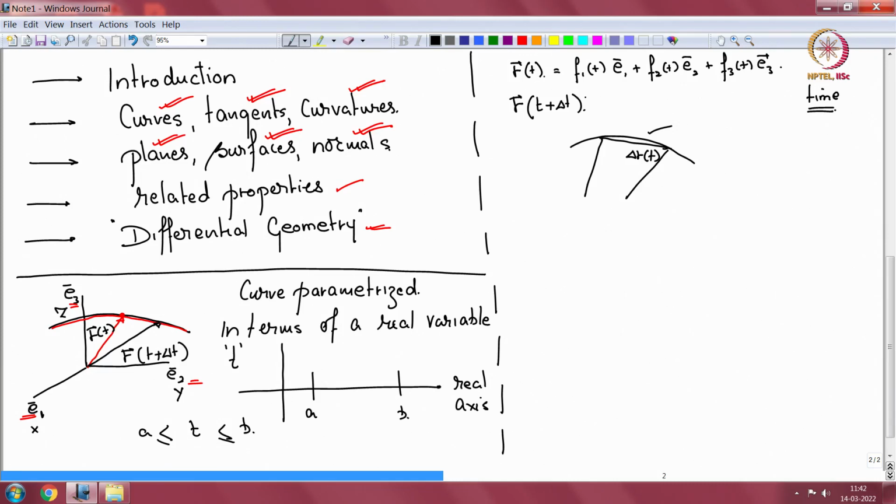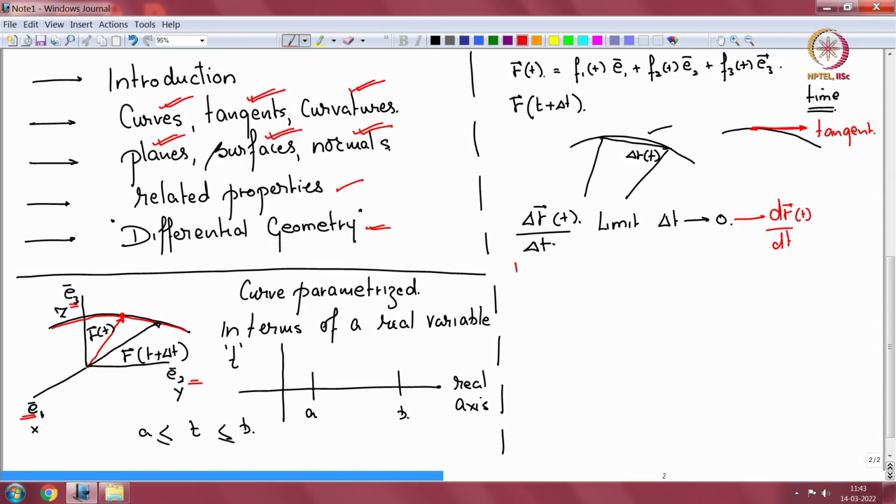Okay. So, that is also a vector, that is also a vector. So, delta r of t, if I divide by delta t, and I take the limit delta t tending to 0, then you can see that in the limit delta r becomes very small, and delta r by delta t assumes a tangential direction, and it approaches dr by dt.